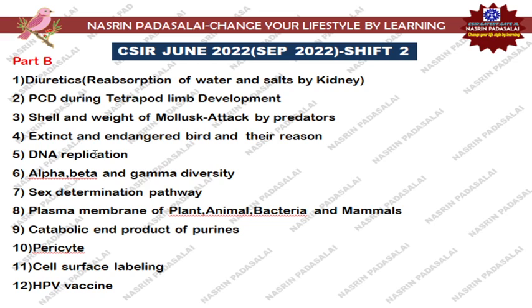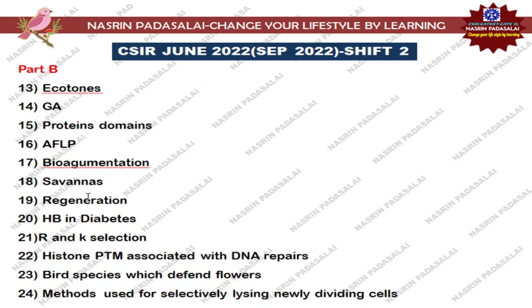Okay. Next, they were asking questions from DNA replication in both prokaryotes and eukaryotes. Next, alpha, beta, gamma diversity, and there were questions regarding the sex determination pathway and the plasma membrane of plant, animal, bacterial, and mammal, and the uniqueness of each of these. Next, what is the catabolic end product of purine from de novo nucleotide synthesis? This question has been asked, and they asked what is meant by pericide, and there was a question regarding the cell surface labeling technique and the HPV vaccine, or how it is made.